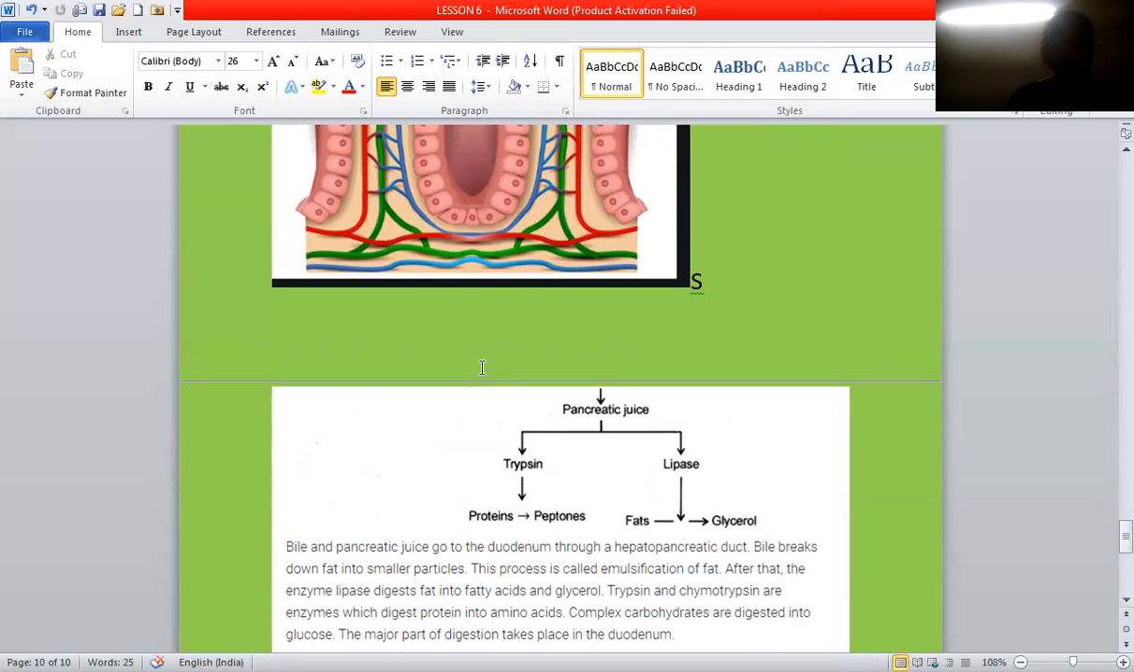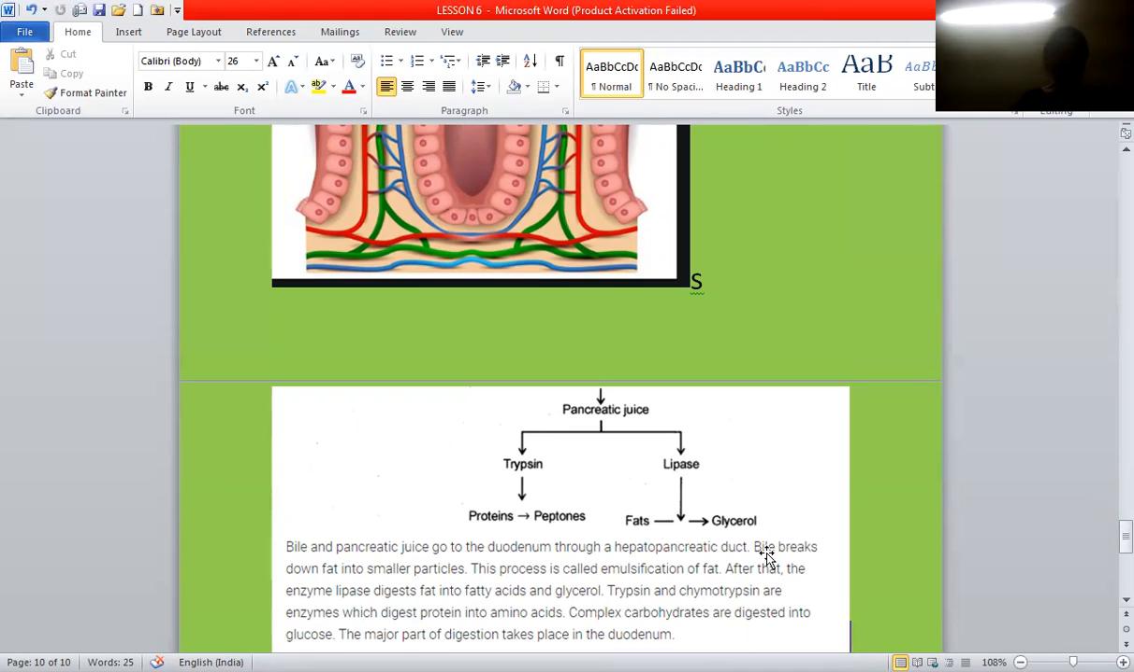Pancreas secretes pancreatic juice, which contains the enzyme trypsin. Trypsin breaks down proteins to peptones. Then lipase. Lipase acts on emulsified fats and converts them into fatty acids and glycerol. It also secretes pancreatic amylase, which helps in the complete breakdown of carbohydrates into simple sugar.